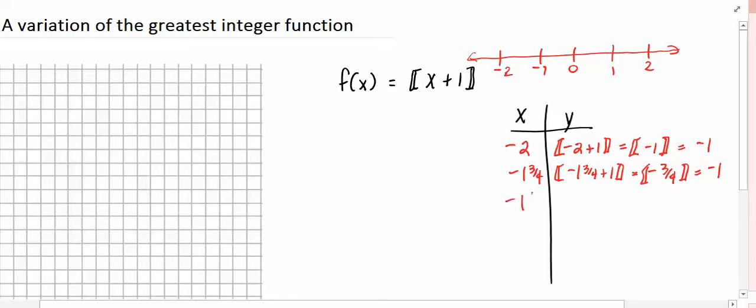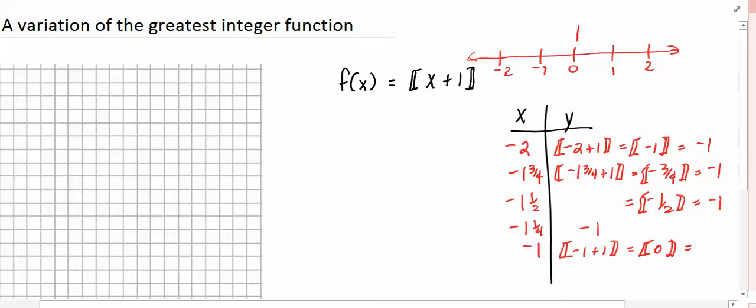Okay, so here we go, -1 1/2. So that's going to be a -1/2 in there. You can see how I get that without all of the intermediate steps showing. So that's going to be -1. -1 1/4 is going to give me a -1. What's going to happen when I put in a -1 though? I put in a -1 into this adjusted greatest integer function and I get a 0. Well, what's the greatest integer not greater than 0? That's where I'm going to put my arrow, and I see that it's 0.